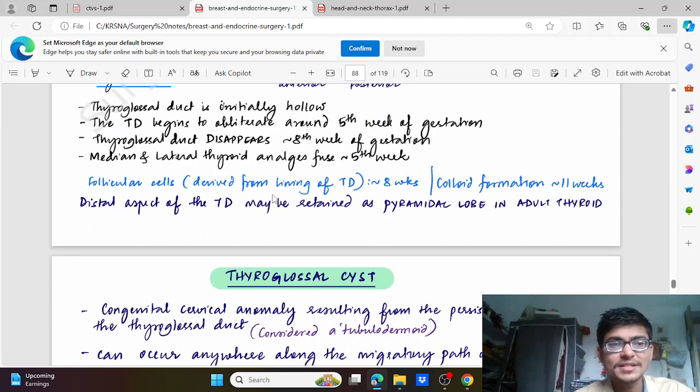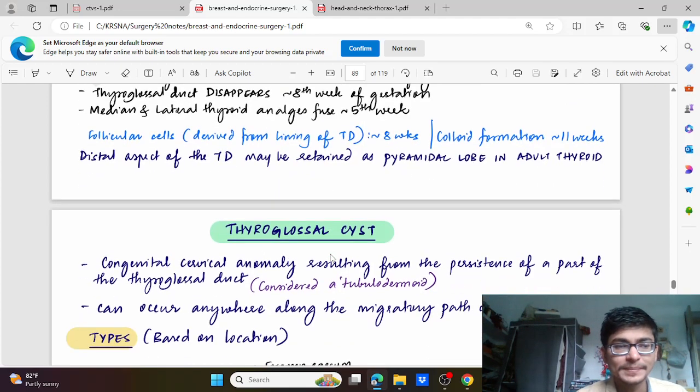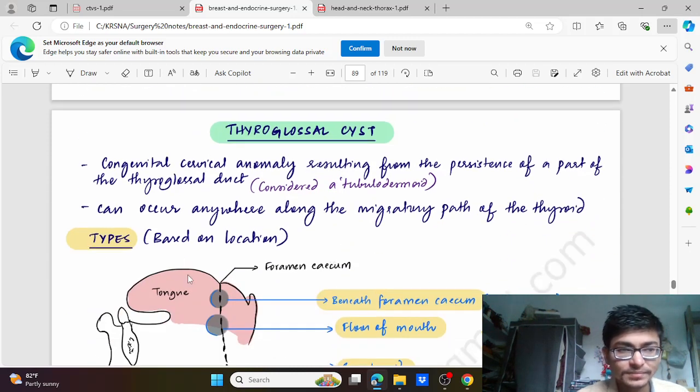The follicular cells, which are derived from the lining of the thyroglossal duct, develop by the 8th week, and colloid formation and thyroid functioning start by the 11th or 12th week. The distal aspect of the thyroglossal duct may be retained as the pyramidal lobe of the thyroid. If the thyroglossal duct fails to obliterate, it will result in a thyroglossal duct cyst, sinus or fistula.